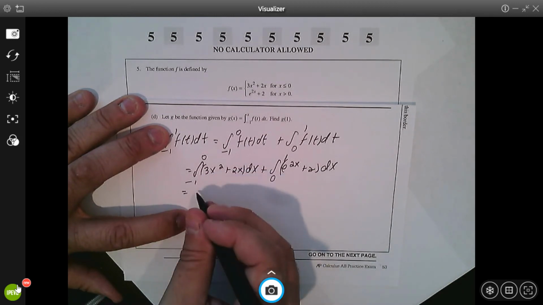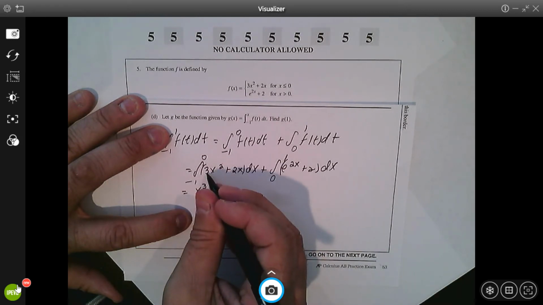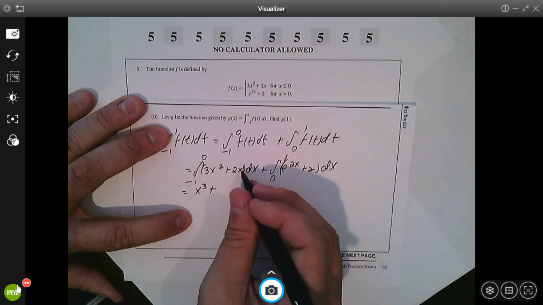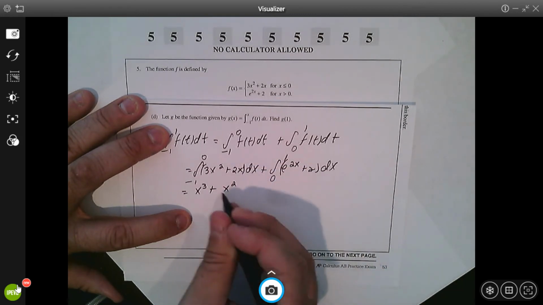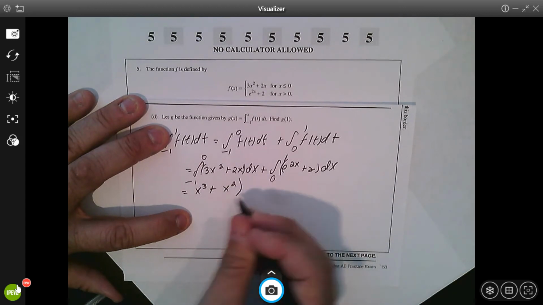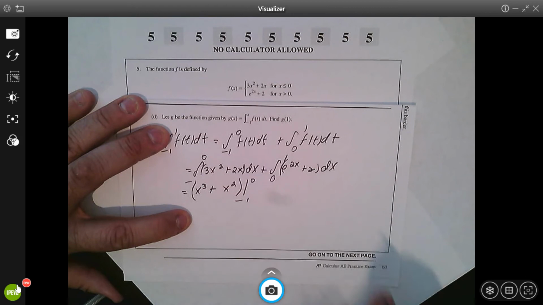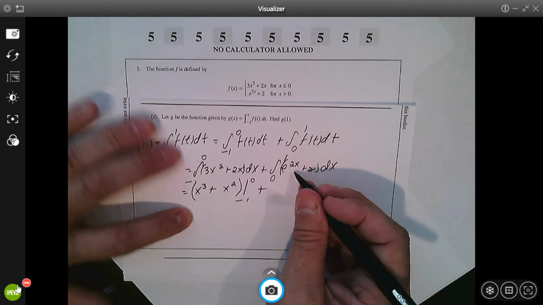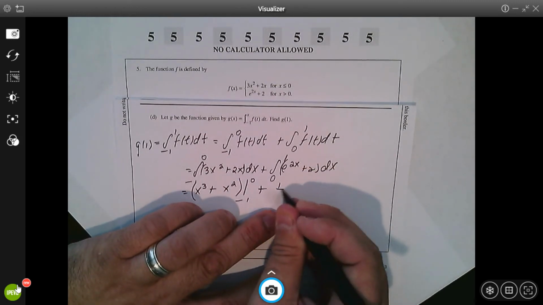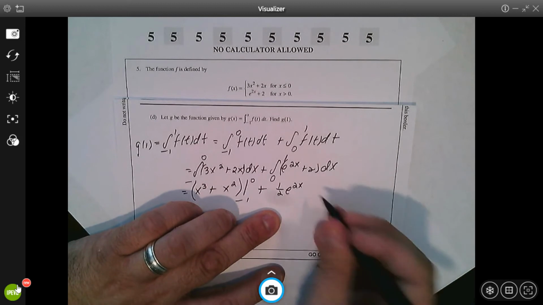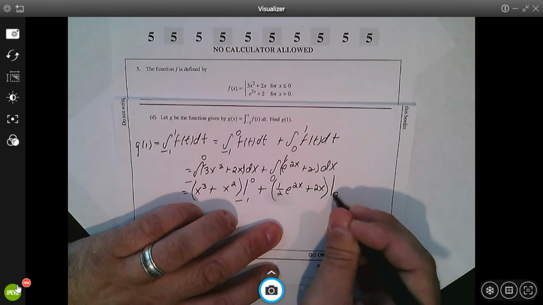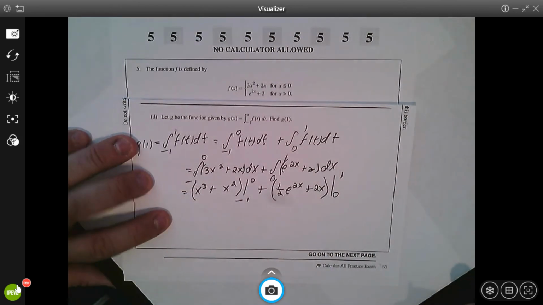The antiderivative of 3x squared, power rule says add 1 to the power, divide by that new power, so it's just 1x cubed, plus, this is 2x to the first, add 1 to the power to get x squared, 2 divided by 2 is 1. We're going to evaluate this function from -1 to 0, plus, now you integrate e to the 2x. The integral of e to the 2x is 1/2 e to the 2x, plus the integral of 2 is 2x, and we evaluate from 0 to 1.